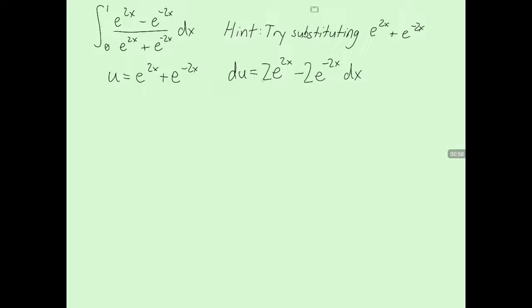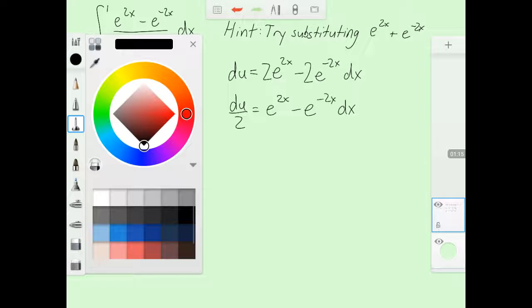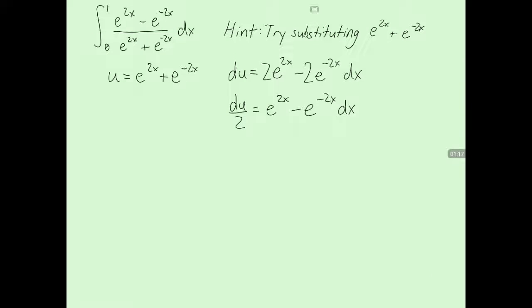Now, if we look at this, this is just our numerator, but multiplied by 2. So if we divide both sides here by 2, we get du over 2 equals e to the 2x minus e to the negative 2x dx. So this thing right over here can be substituted by du over 2. And we can plug that into our integral. So this can replace this.